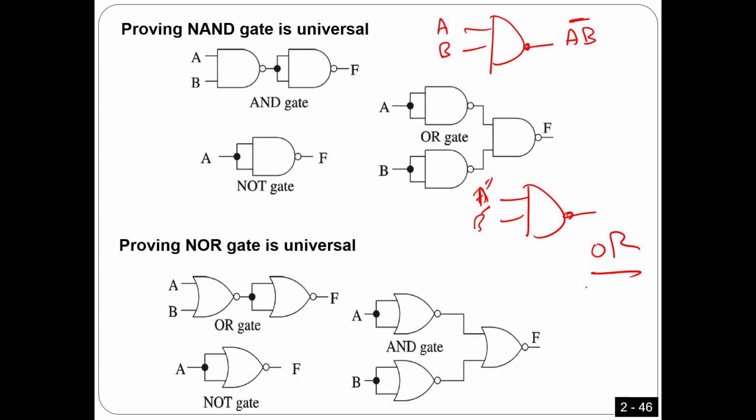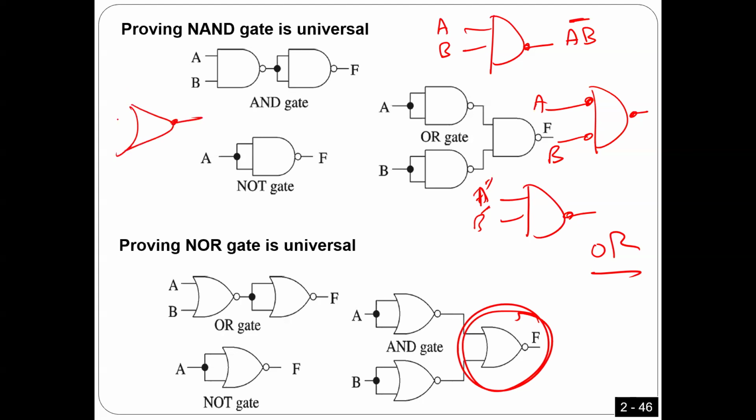We can write it this way, or we can write it this way. I can put here inverter, input A and B. So now it becomes OR, okay? If you don't believe me, just do algebra manipulation using De Morgan, okay? Same thing for NOR. If you have NOR and you input here A prime, B prime, you will get A and B.